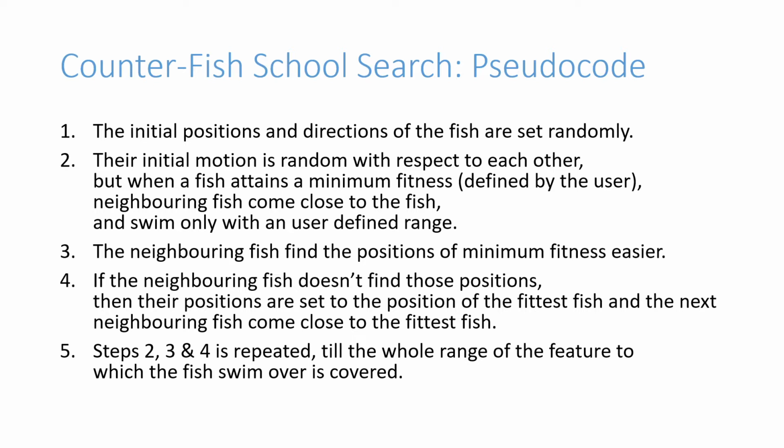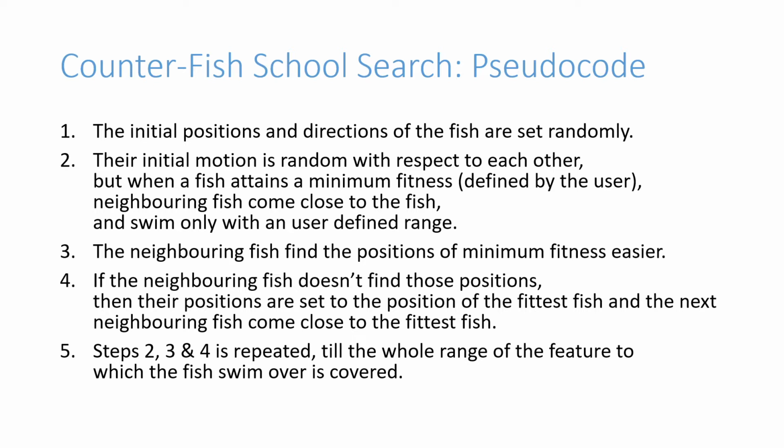This is the pseudocode for my algorithm. Initially, positions and directions of the fish are set randomly. The initial motion is random with respect to each other, but if one fish of the school attains the fitness first, then the neighboring fish come close to it and swim very close to it within a user-defined range.